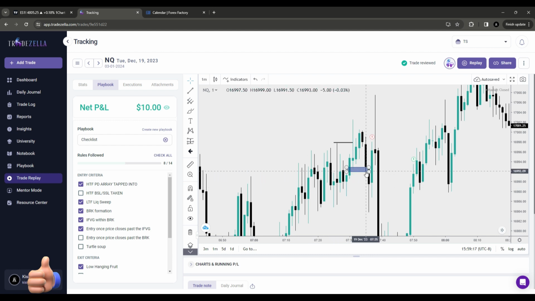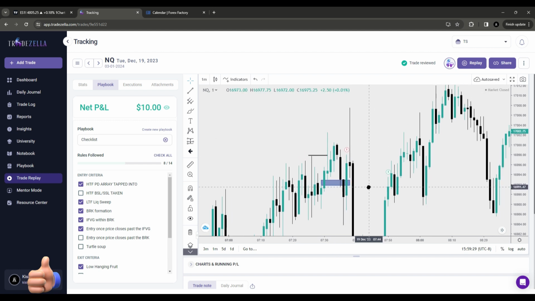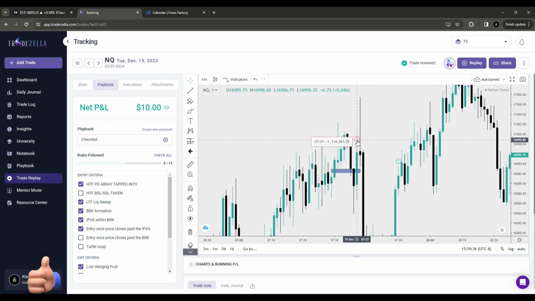We have a fair value gap here, but what makes it your execution is once price closes below or retraces back into it, which my entry, my short, was a retracement into it right there. So that was my short right there at 991.75. 991.75 was right here. So I shorted here. Entry once price closes past the inverse fair value gap. So around that area, that was my entry.